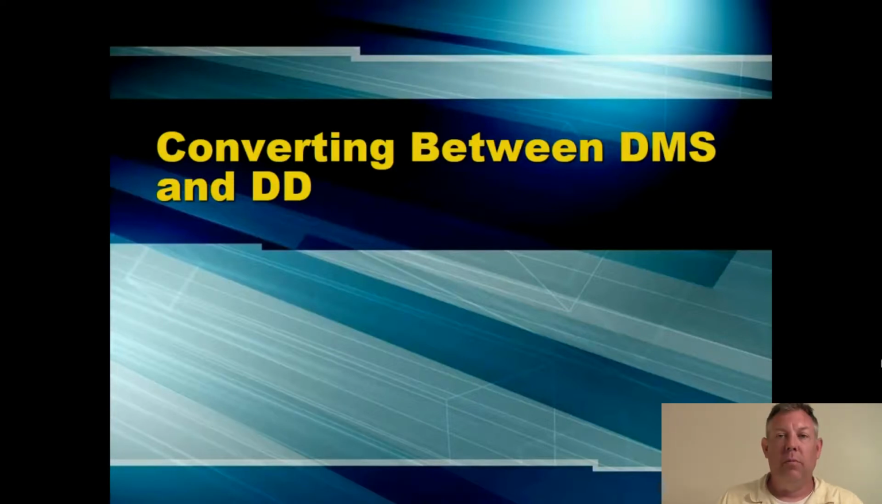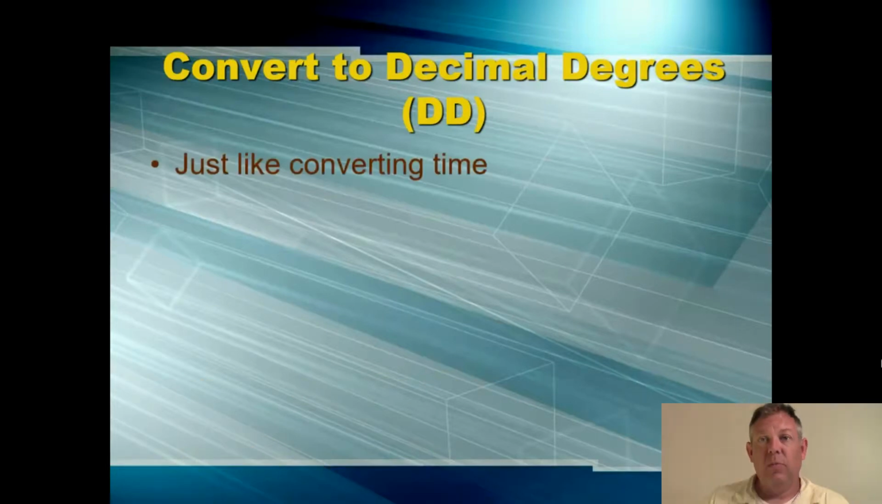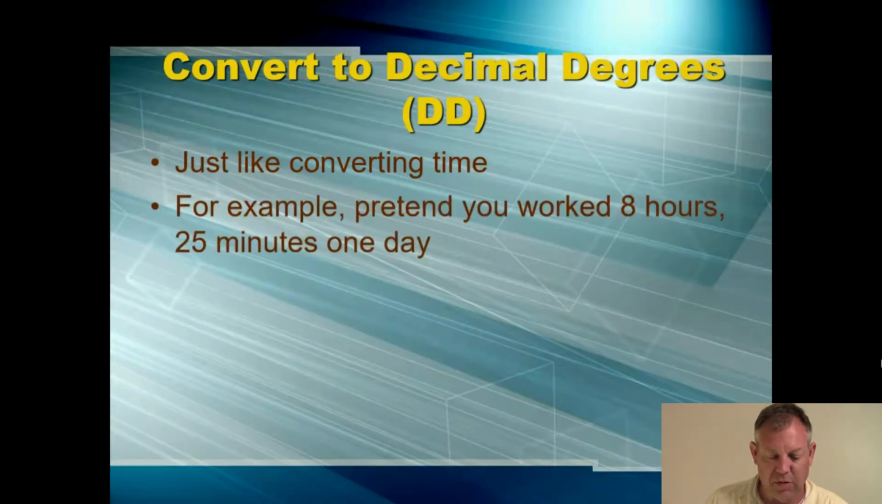But sometimes your GPS unit won't record in decimal degrees. Sometimes somebody will give you some coordinates and they're in degrees, minutes, seconds, and you need to convert them. So let's practice converting between the two. To conceptualize this, first off, it's just like converting time, right? We've got 60 seconds in a minute, we've got 60 minutes in an hour. When we're talking about coordinates, we've got 60 seconds in a minute and 60 minutes in a degree. So in your brain, you can think about this the same way.